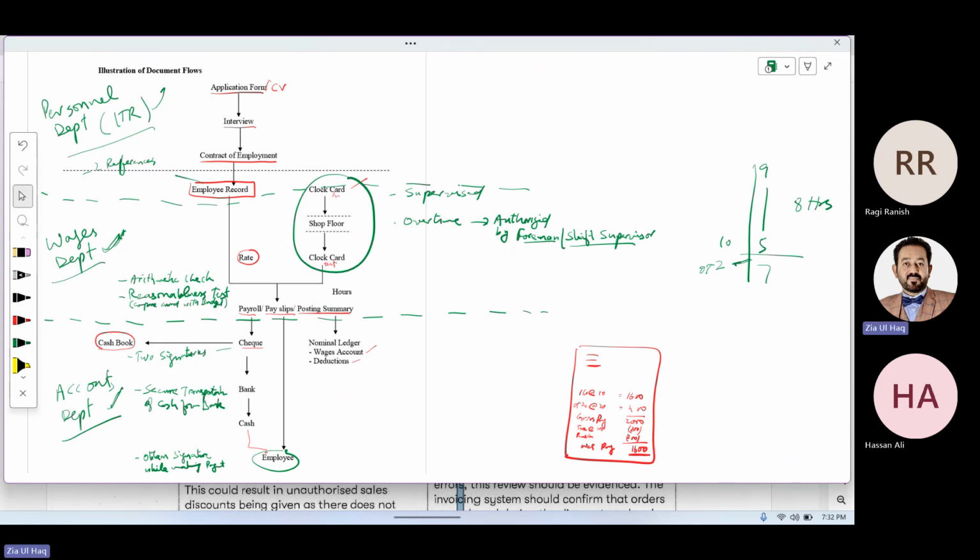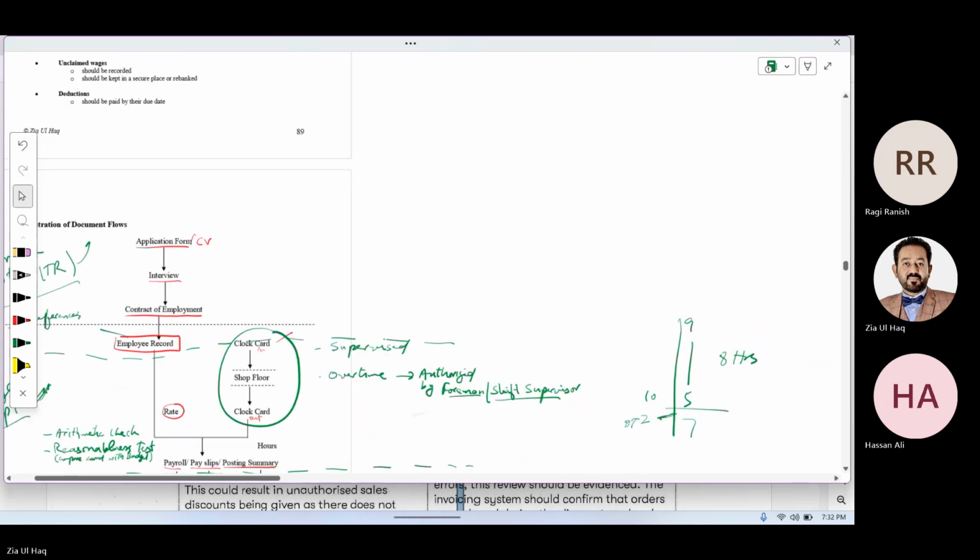Before producing the list of payments, a reasonableness test should be performed to control the variances. Two signatories authorize the payments. Cash must be transported from the bank to the company under security. Employee signature must be obtained while giving them payment. And unclaimed wages should be securely placed. There are two more controls. One for joiners and one for leavers.